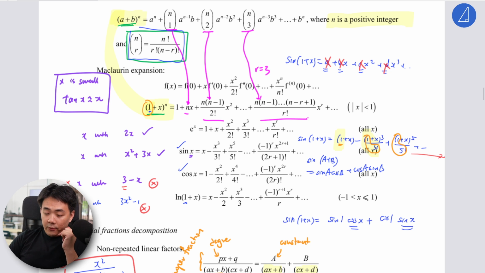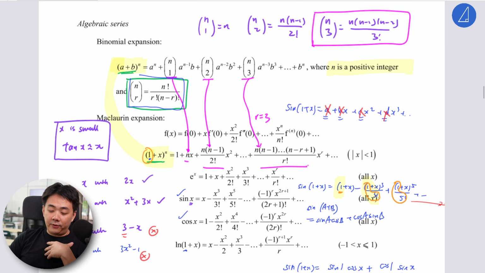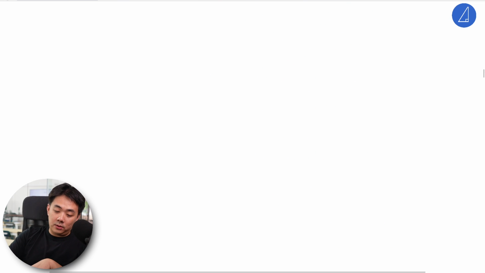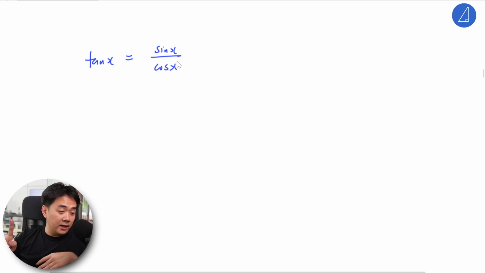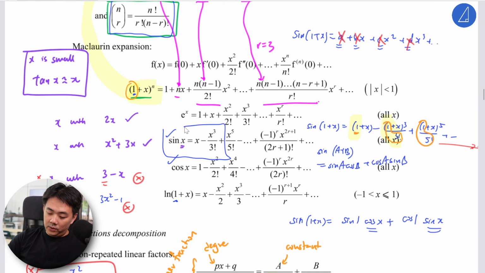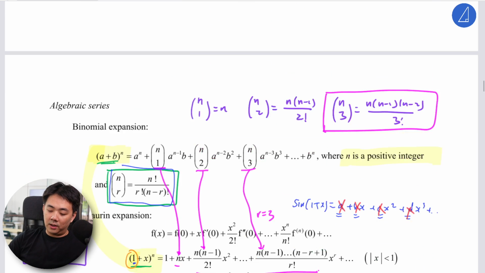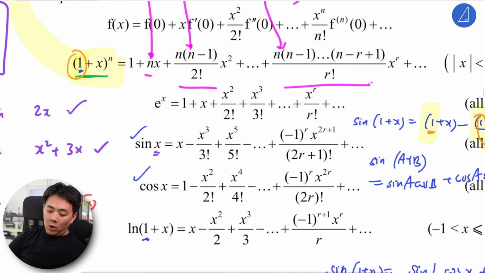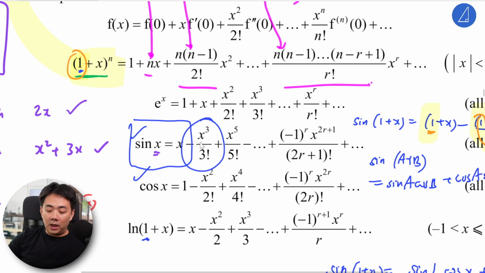If you want to actually derive the formula for tangent x, this is how you do it. If you've forgotten, you can just do sine x over cosine x, then use the standard series for cosine x and sine x to find the expression. Usually it's just these two, so I'm just going to take this one. Remember, in your small angle approximation, if x is small, you can ignore the x cube.